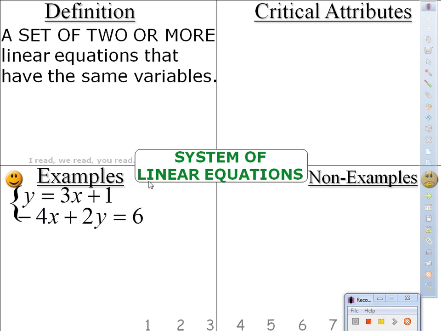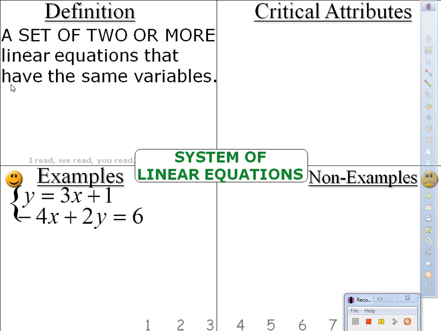Now, you don't close the bracket. You just show the bracket to indicate that these two belong together. Now, check this out. Let me show you, according to the definition, why this is a system of linear equations. The definition says the set of two or more linear equations. Do we have two or more linear equations here? Yeah, here's 1, here's 2. Therefore, it does qualify so far.